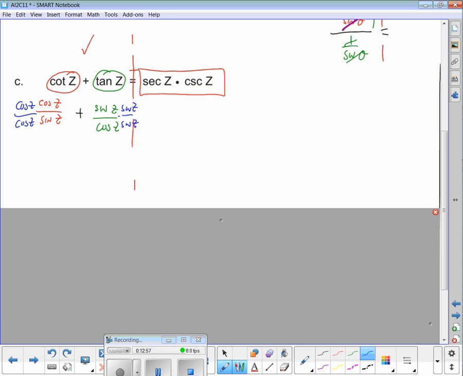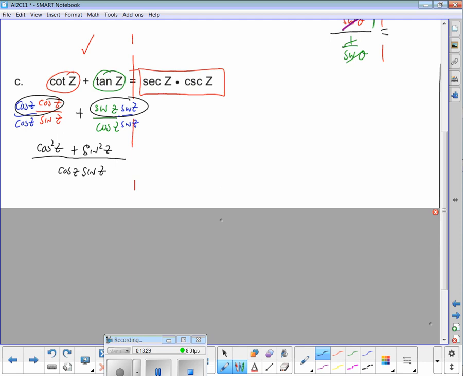Just for clarity's sake, let me show you where I'm at. Cosine squared z plus, that's right here, plus I'm adding the numerators, sine squared z, all over the common denominator, and I'll leave it cosine z sine z. Agreed? Okay, where do I go from here?